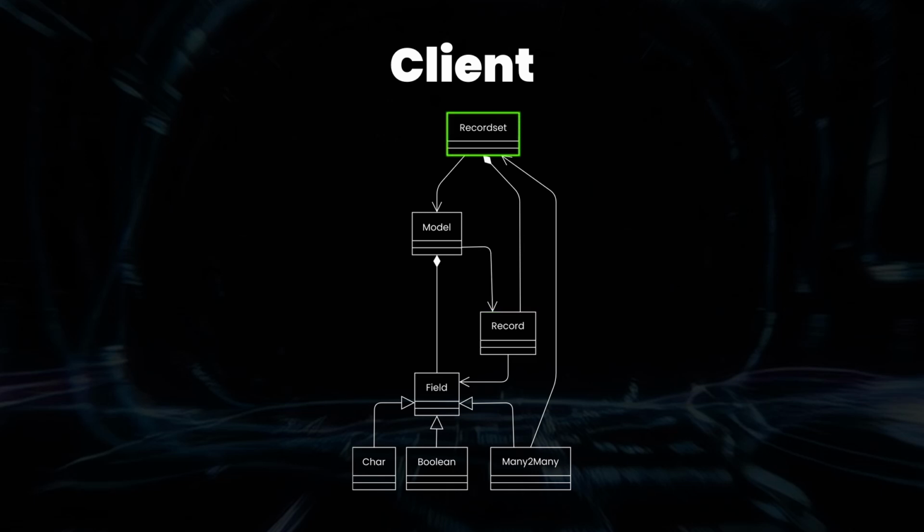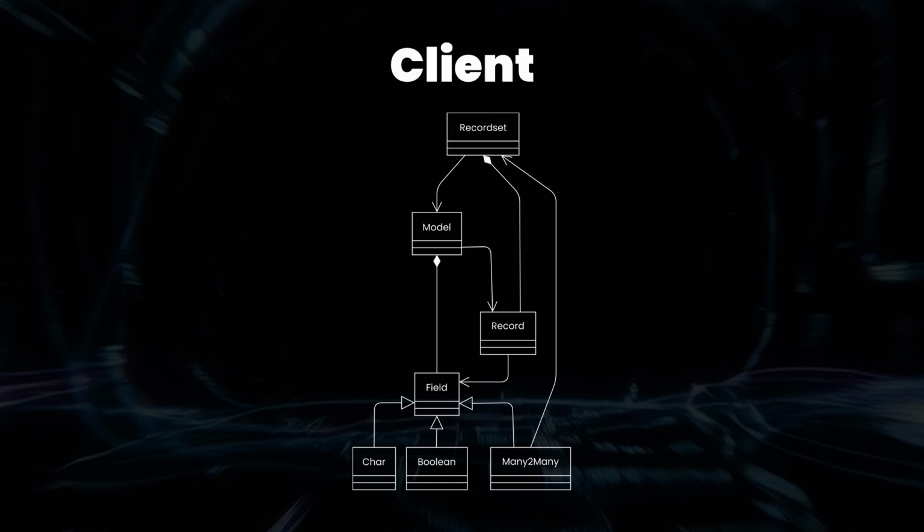Then we have the record set. If a record represents a single entity, a record set represents a collection of them. Tree views rely on it. Relational fields like many-to-one and many-to-many rely on it. Whenever multiple records need to be managed together, the record set steps in. Just like record, it handles in-memory state only. It provides methods such as load, add, remove, and unremove. No persistence. No direct communication.